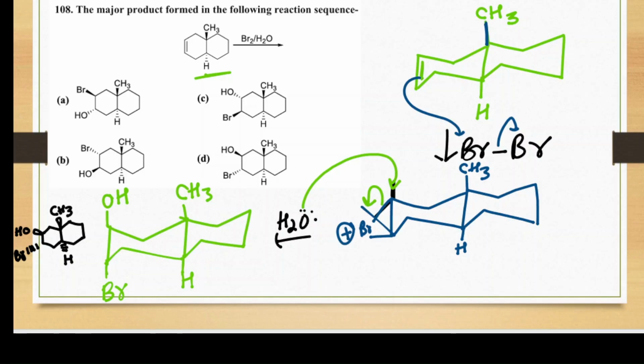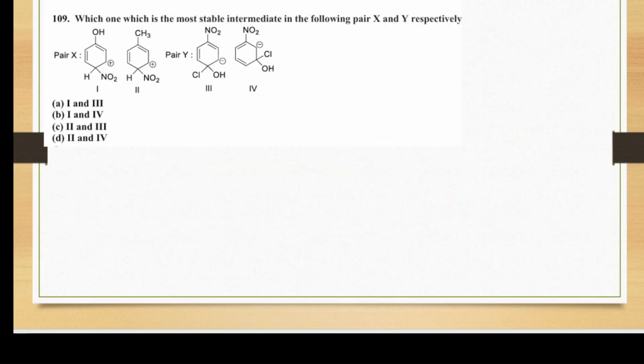You can match it with the options now. So we can see that this is option D you are getting. Here the OH group is at the wedge position, and Br is at the dash position. I hope the mechanism is clear in this question. Okay. So now let us move on to the next question, that is this one.